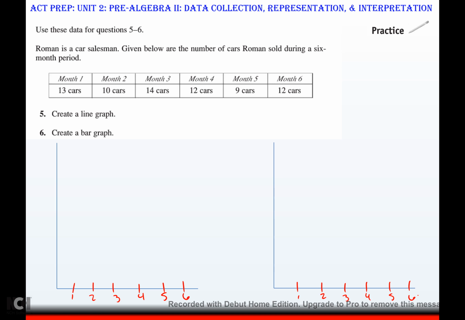And my cars. So the lowest amount I have is 9. The highest amount I have is 14. So I think I'll count by 2s. 2, 4, 6, 8, 10, 12, 14, 16.